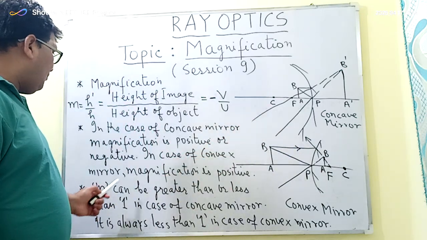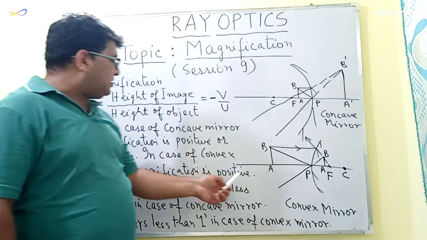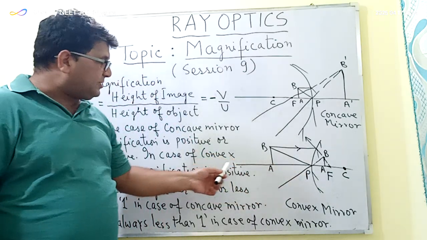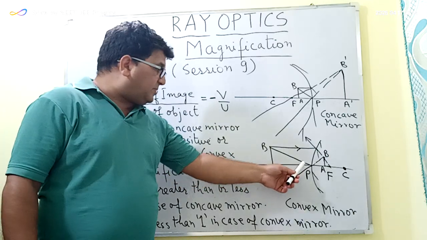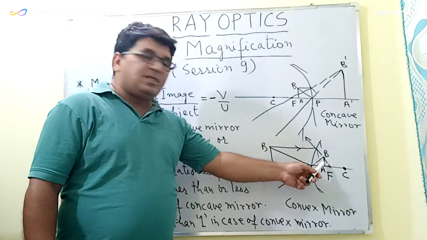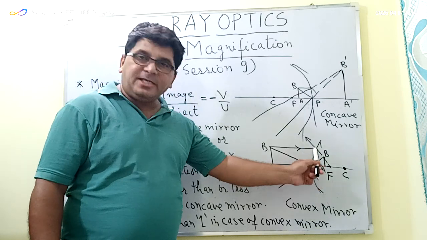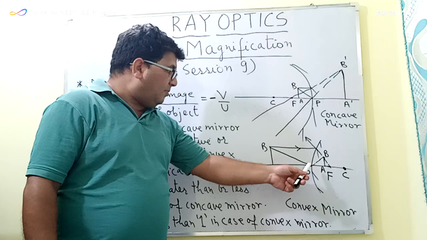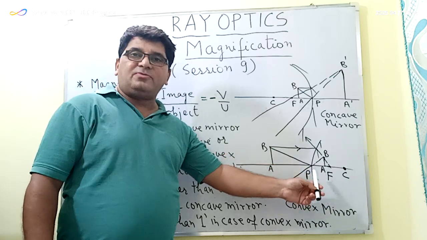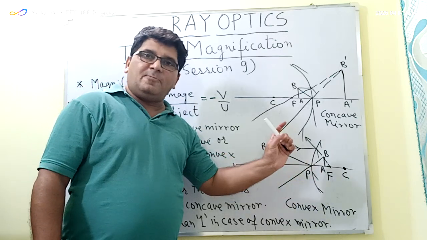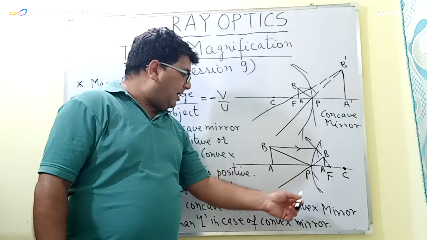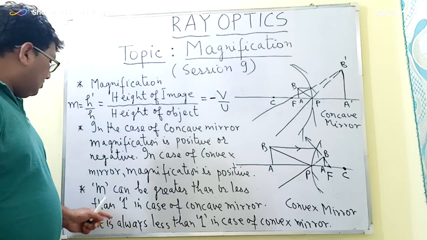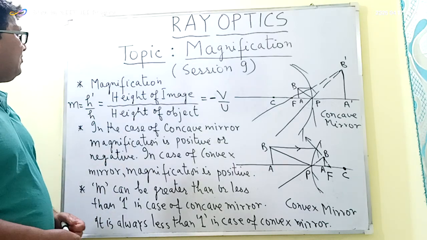Now in the case of the convex mirror, the magnification is always positive, because for any position of the object on the principal axis, the image is always erect, virtual, and diminished in size. So the numerical value of the magnification will be always less than 1, and at the same time the magnification will be positive in all cases. So this was a brief description on magnification.